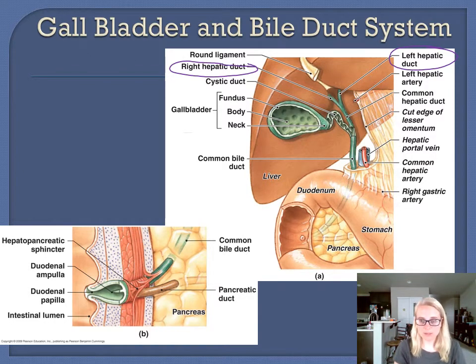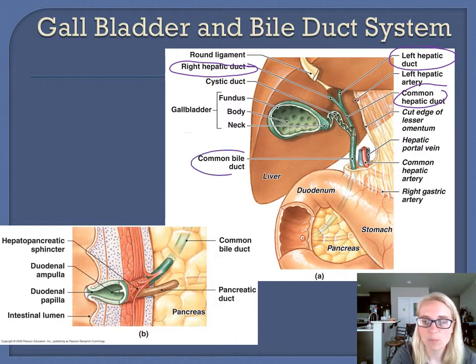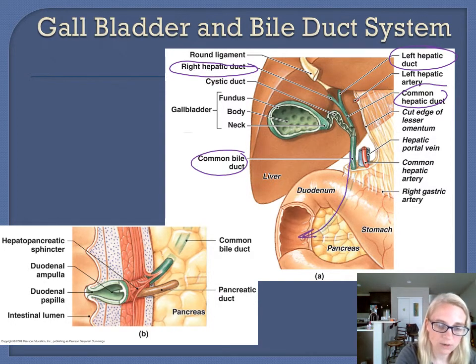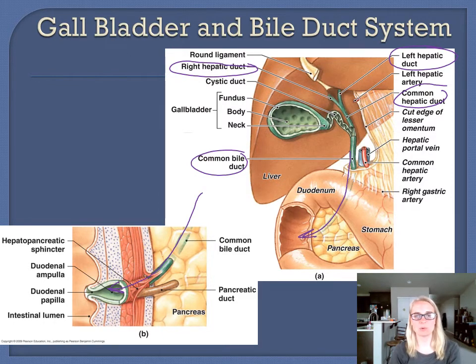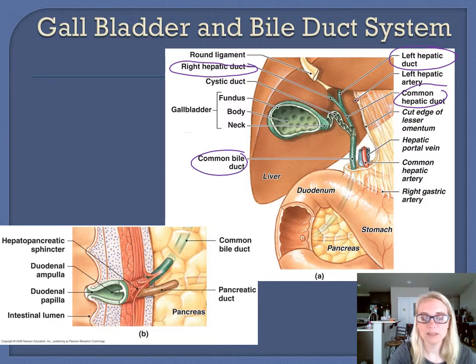The left and right hepatic duct drain into the common hepatic duct, which then drains into the common bile duct, which eventually makes its way down here to that duodenal papilla, right? Down here. So now bile is going to be mixing in with some of those pancreatic juices. But that opening into the intestine is not always open. If we take a look, this is the opening down here in this lower picture.